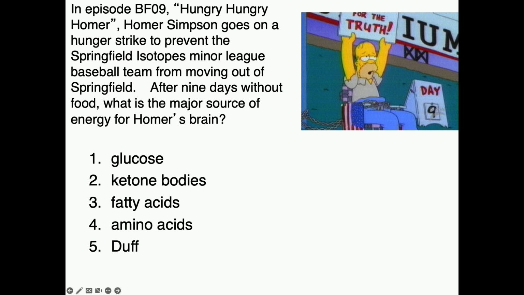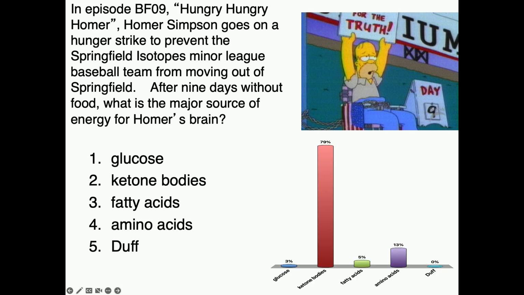Okay, what do you think here? Okay, I think ketone bodies is maybe a good guess based on what we've talked about, but really the best answer is this one right here, glucose. Okay, did one person answer that? It's like 3% of the class.